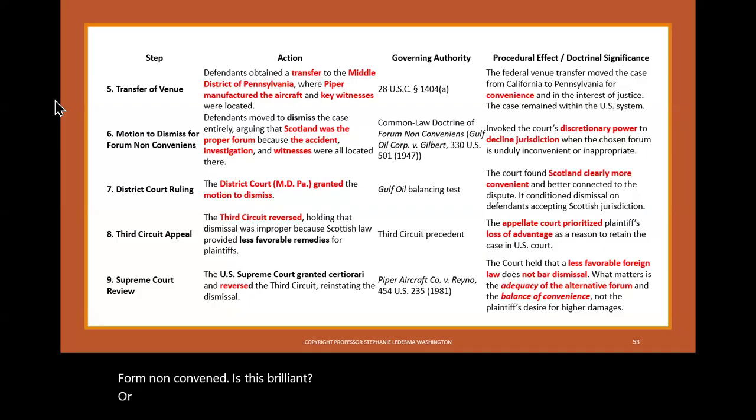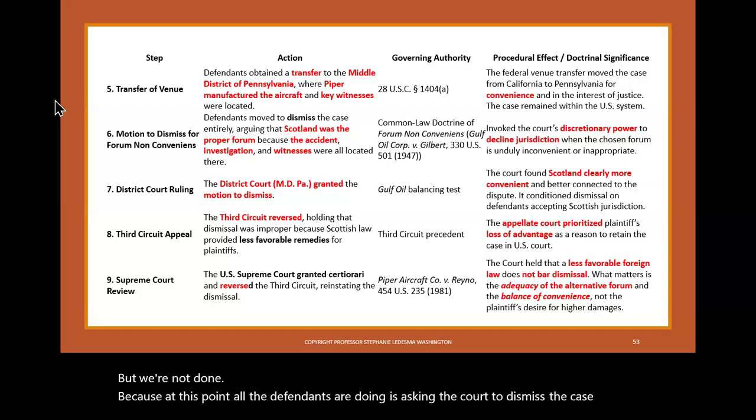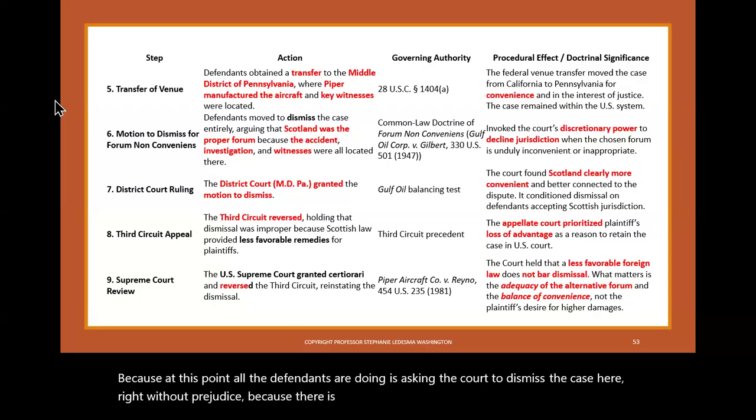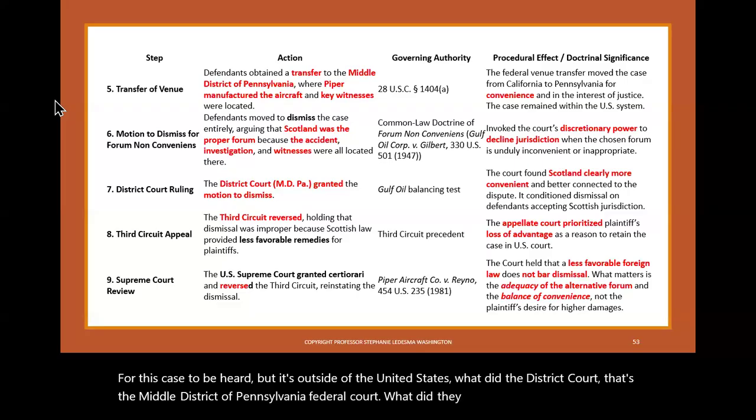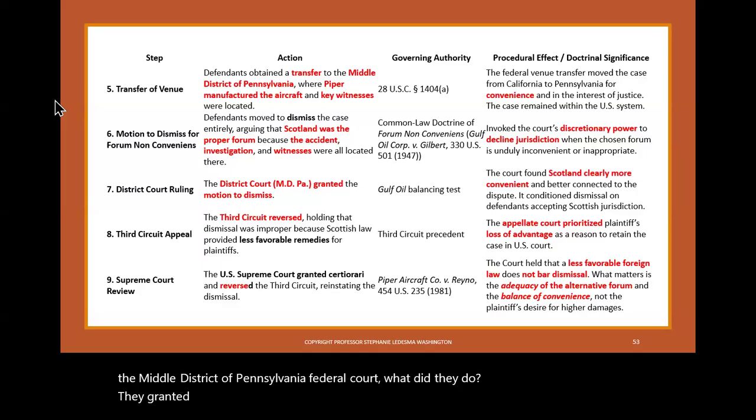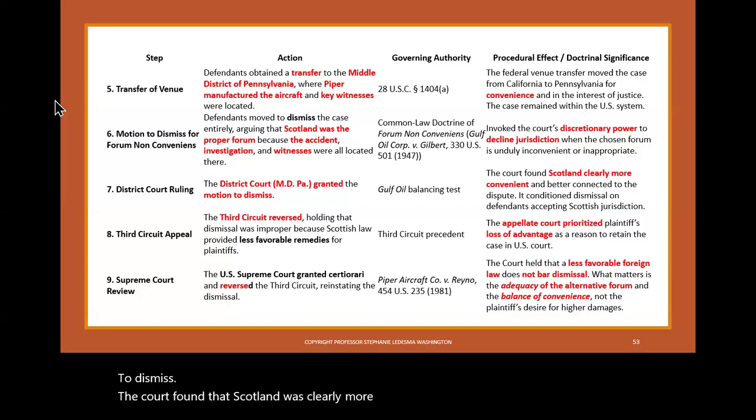Yeah, pretty brilliant. But we're not done, because at this point, all the defendants are doing is asking the court to dismiss the case here, without prejudice, because there is a better place for this case to be heard, but it's outside of the United States. What did the district court, the Middle District of Pennsylvania federal court, do? They granted the motion to dismiss, right? The court found that Scotland was clearly more convenient and better connected.